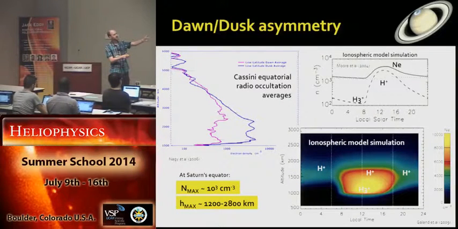Then at dusk, you turn off the sun, but you still have some ionization left. So you still have H3 plus ions here, maybe. Throughout the nighttime, H3 plus ions can dissociatively recombine very quickly, so they're lost. Therefore, at dawn, before the sun comes up again, you're left only with H plus ions, which tend to peak at a higher altitude, and therefore you have a high altitude, low electron density at dawn, and a lower altitude, higher electron density at dusk.